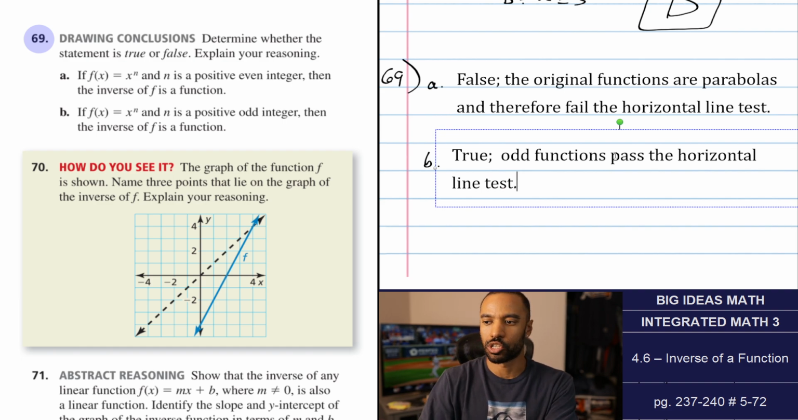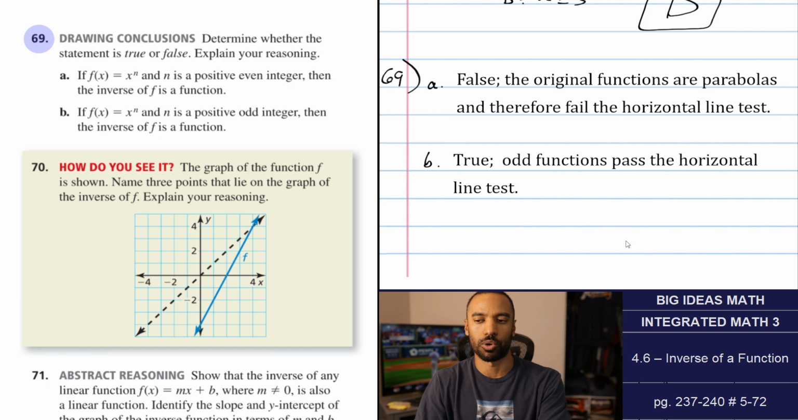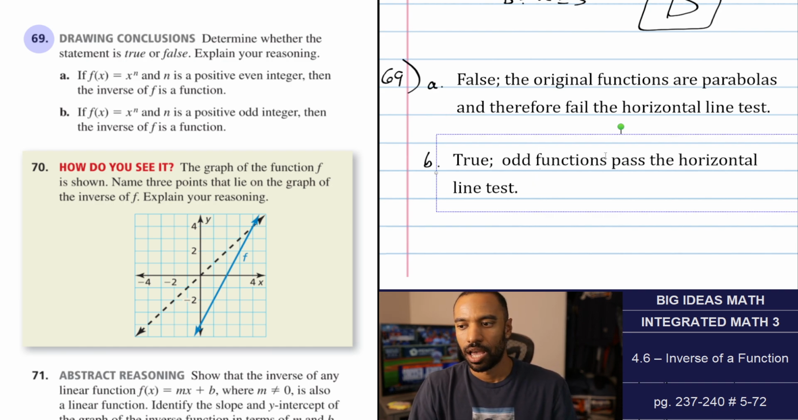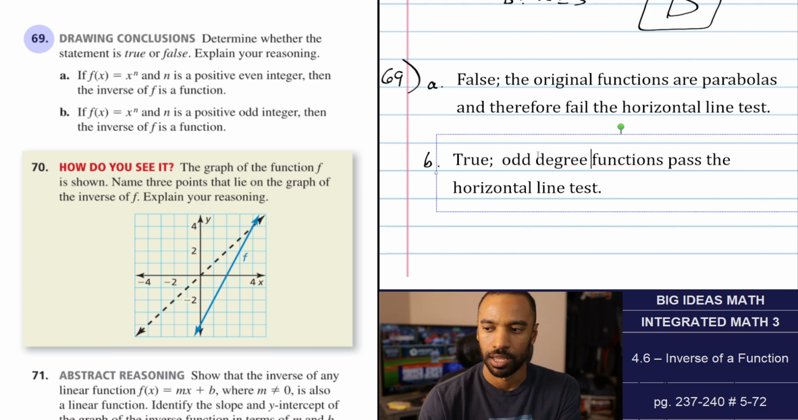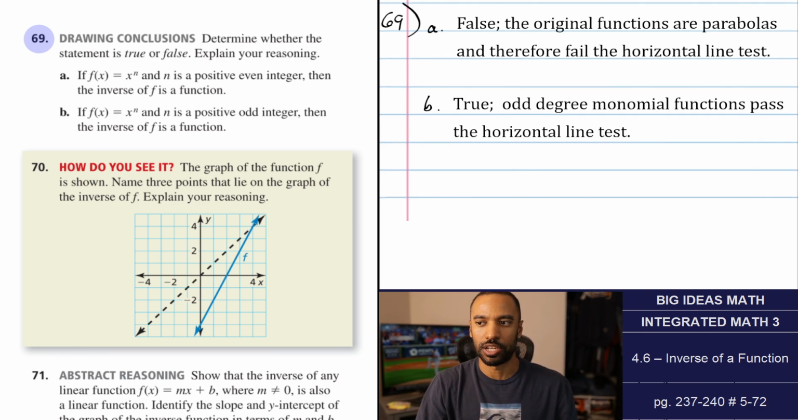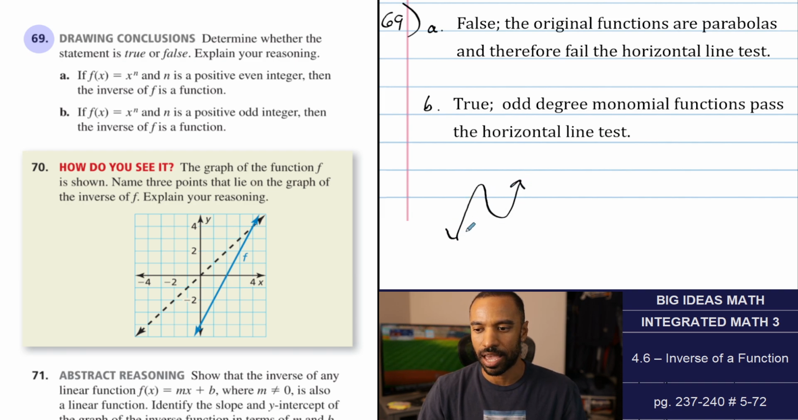Just the way that we see those graphs, they pass the horizontal line test when they're graphed, at least in the way that they're presented. Odd degree monomial functions, not all odd functions, right? We've seen some strange cubic functions with more terms in it, where they switch signs and stuff like that. Those will fail. We're not really looking at any of those right now.